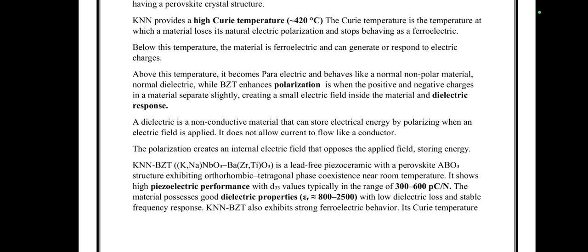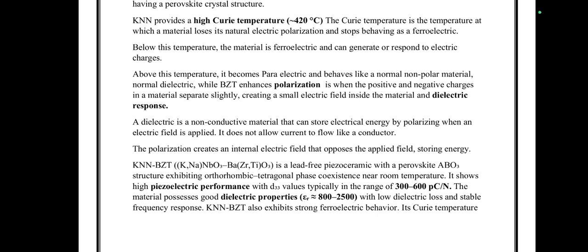If we talk about what is the dielectric response that BZT enhances in KNN-BZT material, a dielectric is a non-conductive material that can store electrical energy by polarizing when an electric field is applied. It doesn't allow current to flow like a conductor. The polarization creates an internal electric field that opposes the applied field, storing energy.